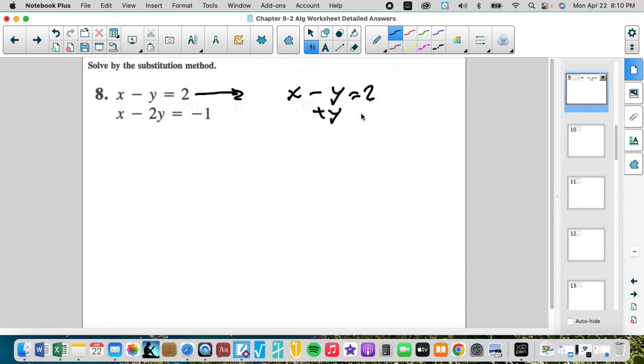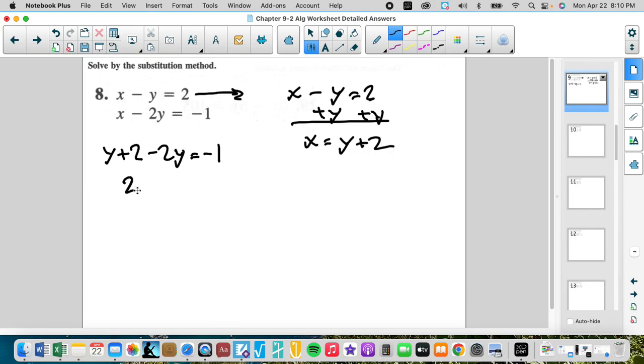So which equation? I'm going to isolate this one. I'm going to add y over. I get x equals y plus 2. I'm going to take the other equation, and I'm going to plug it in for x. I get y plus 2 minus 2y equals negative 1. Let's simplify. 2 minus y equals negative 1. Minus 2, minus 2. I get negative y equals negative 3.